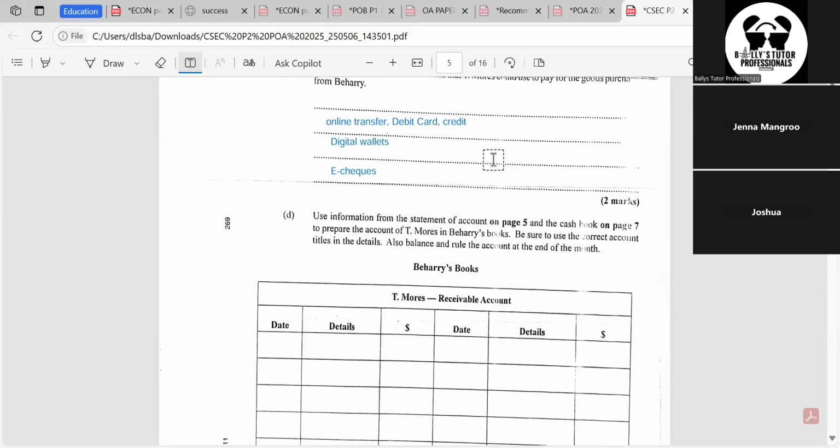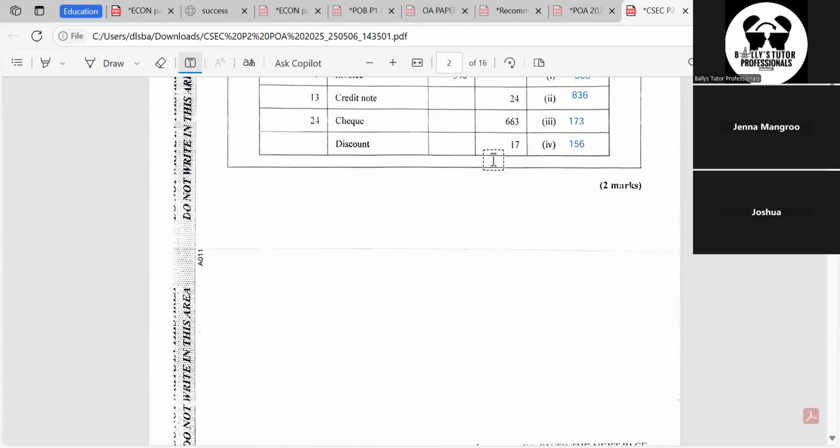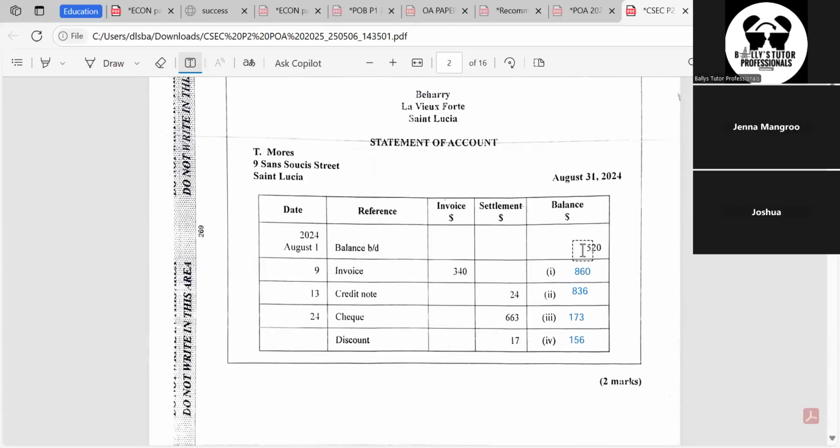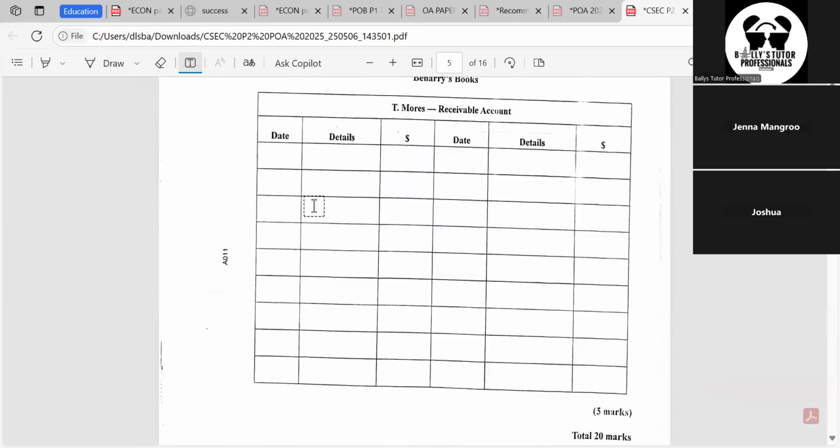Then they said use information from the statement of account on page 5 of the cash book to prepare the account for Timor's in Bihari's books. So Timor's is somebody who's owing money, right? According to the statement of account, he started off owing $520. So the 1st of August, balance brought down, 520.